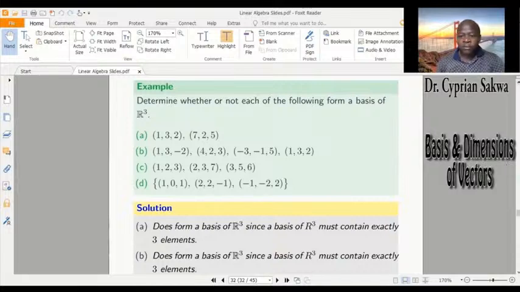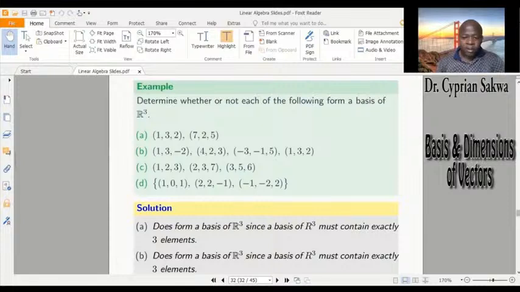Now, very fast, we can disqualify some of these, because they cannot form a basis of R3, using the point that we just mentioned above, that a set that will form a basis of R3 should have 3 vectors. So that disqualifies A, because A has only 2 vectors in R3. Look at the second one. It has 4 vectors. They cannot form a basis of R3. But these two, C and D, can form a basis of R3. So we need to find out whether they are linearly independent and whether they span R3.